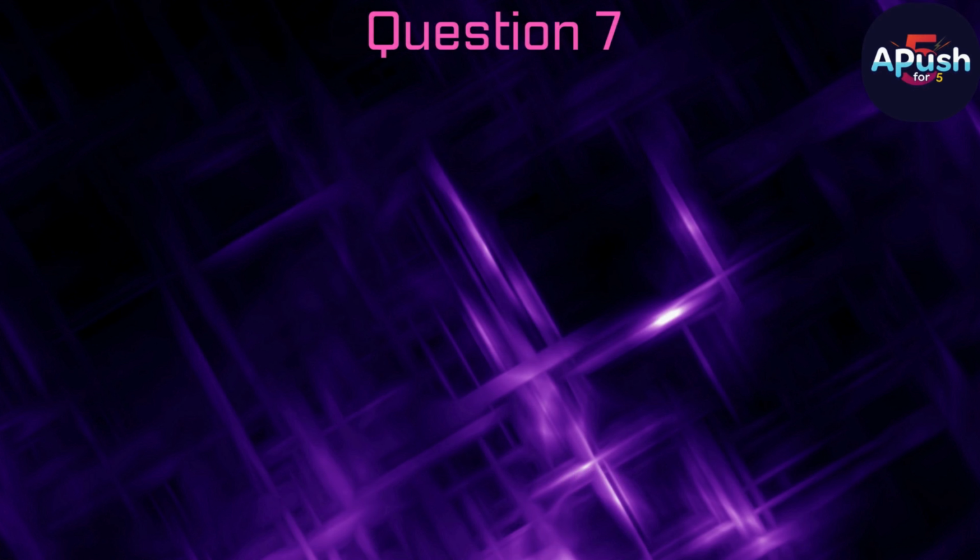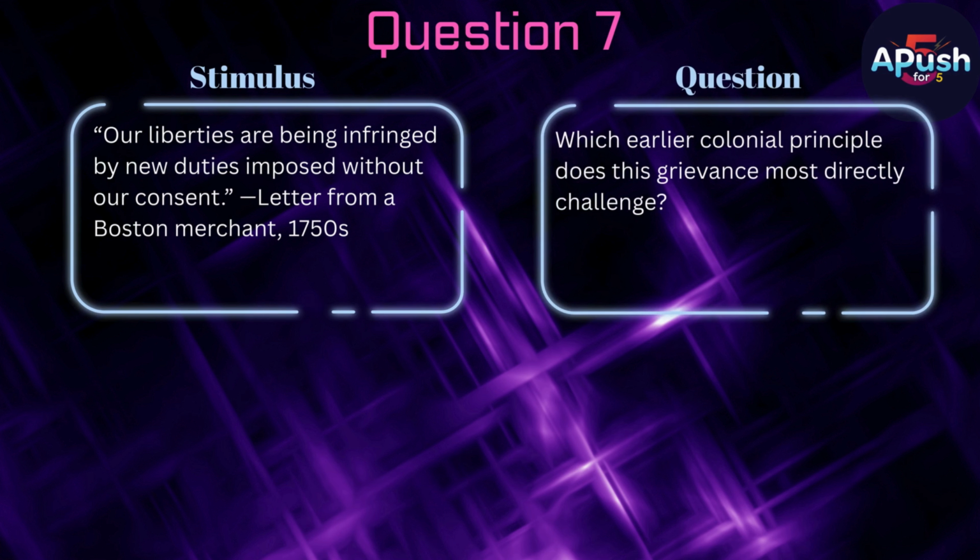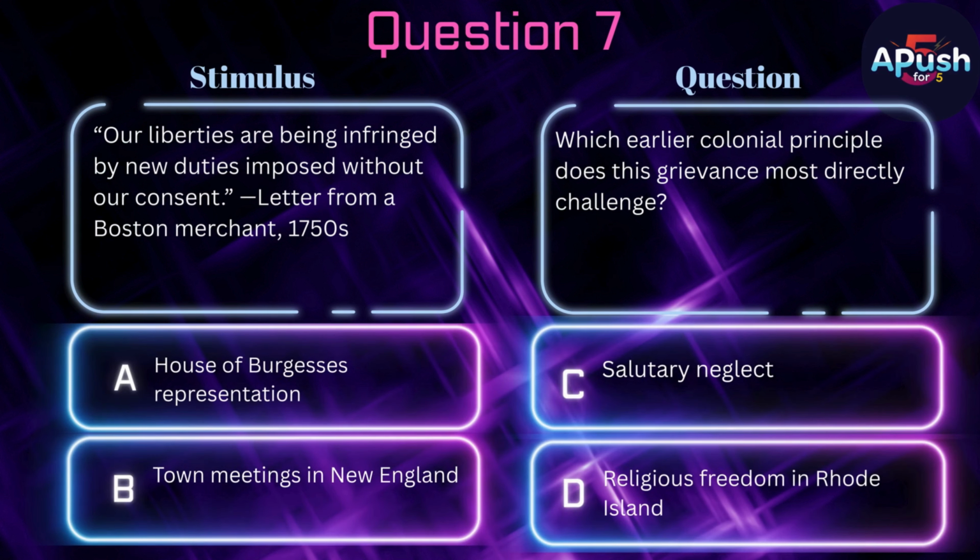Question 7. Stimulus. Our liberties are being infringed by new duties imposed without our consent. Letter from a Boston merchant, 1750s. Question. Which earlier colonial principle does this grievance most directly challenge? A. House of Burgesses representation. B. Town meetings in New England. C. Salutary neglect. D. Religious freedom in Rhode Island.